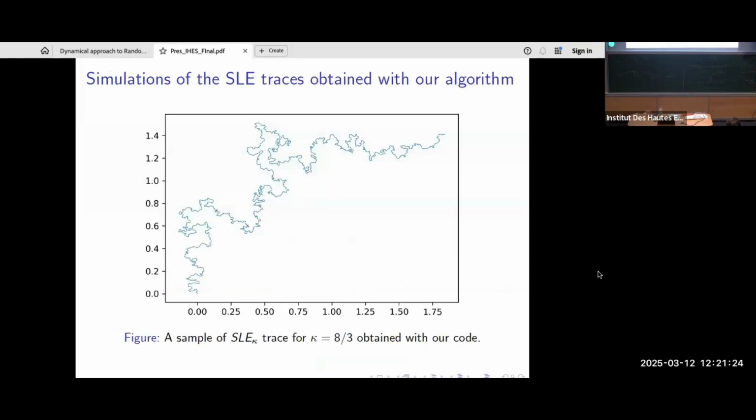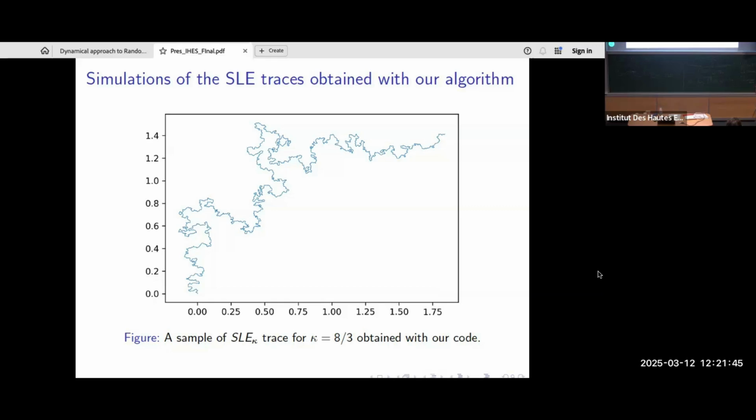Okay, now how do these curves look in reality? This is a simulation. We worked a bit on an algorithm to simulate these SLE traces. So this is one instance of that. You can see it has a bit of a fractal behavior in reality coming from the Brownian component. And this is a sample of the SLE trace for kappa equal to 8/3.